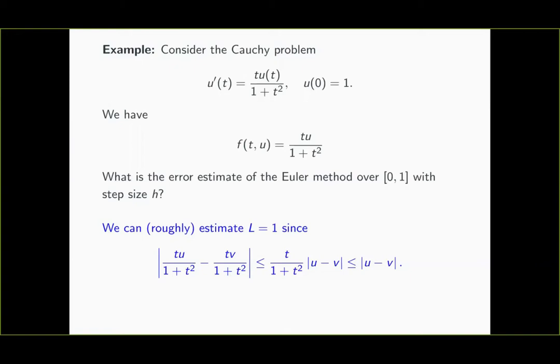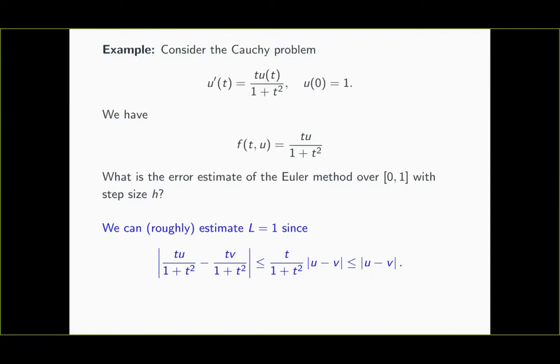Finding an estimate for L is again fairly simple. If I take some scalars u and v and some time t, then estimate the distance of f(t, u) and f(t, v), I see I'm actually just measuring the absolute value of t·u/(1 + t²) minus t·v/(1 + t²). I can factor out t/(1 + t²) and only have the distance of u and v. And a very coarse estimate of this factor gives us that this is bounded from above by just the distance of u and v. So I can pick L = 1.